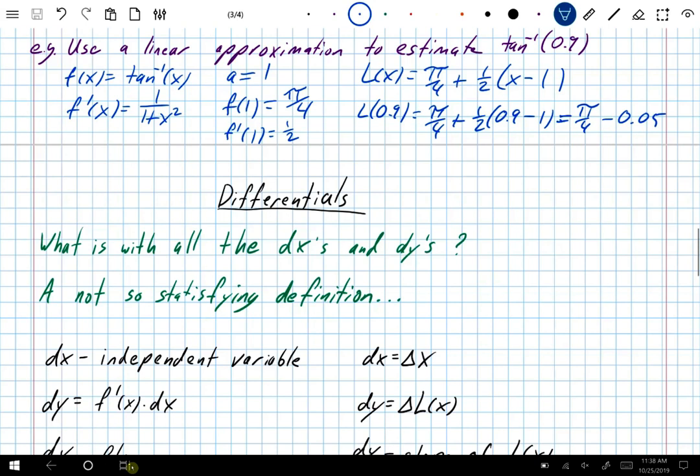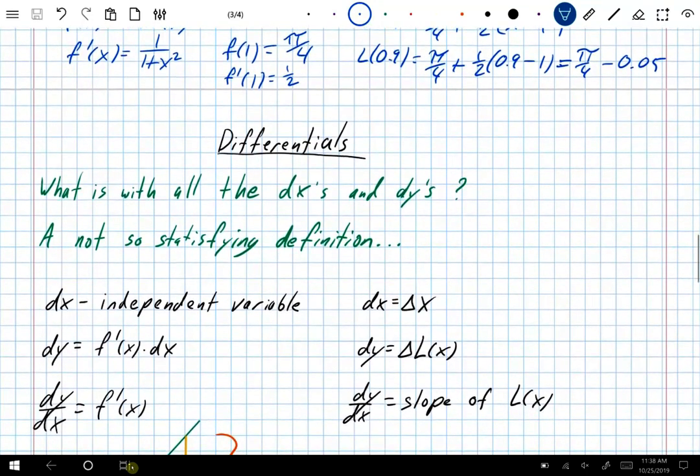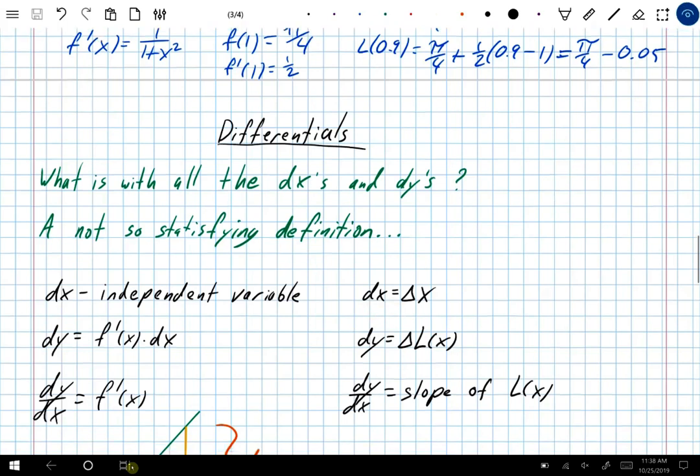So I have a not so satisfying definition of these dy's and dx's to try to make sense of all this notation. We're going to have some x, it's going to tell you where you are, and then you've got this dx. dx is an independent variable. It is its own thing. It gets to be whatever it wants. And for us, what it wants to be is just delta x. So delta x might mean something to you, but it's dx. It gets to be whatever change it wants to see in the world.